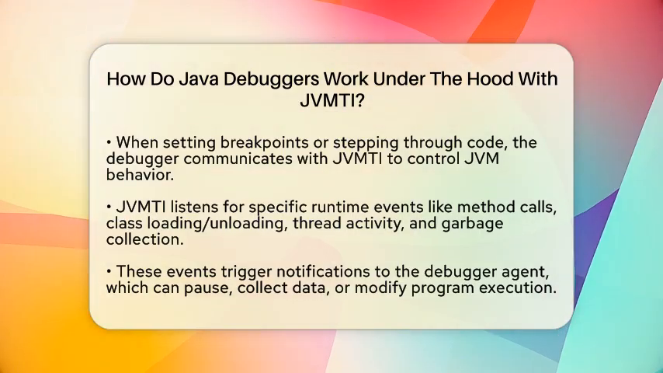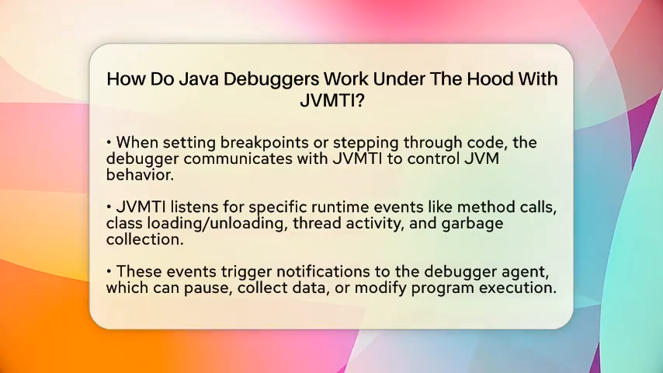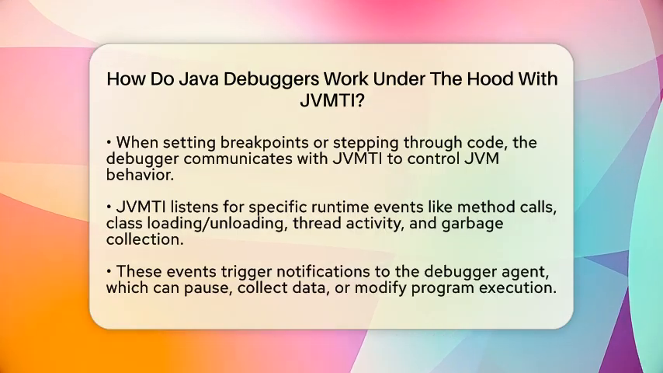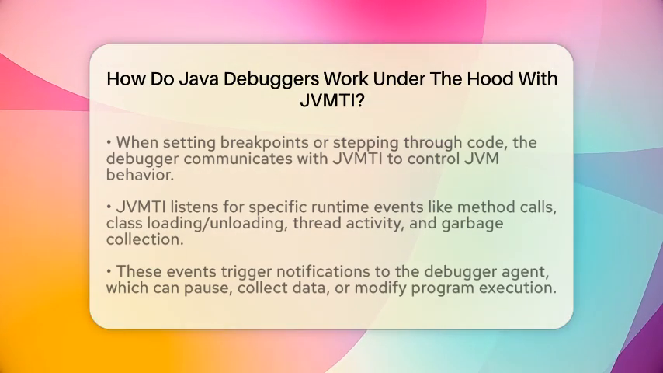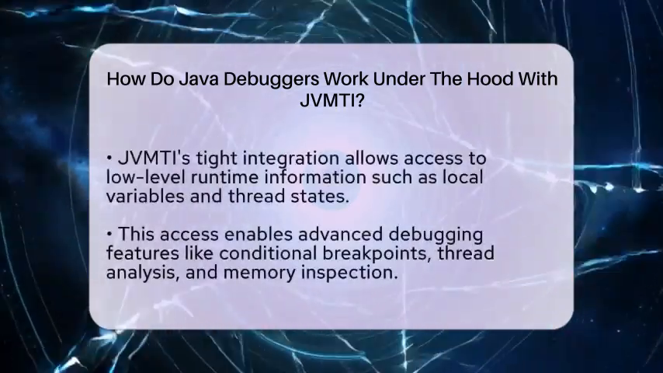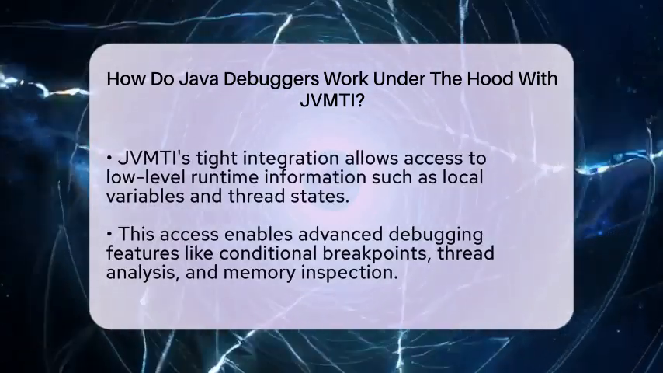When any of these events happen, JVMTI sends notifications to the debugger agent. The agent can then decide to pause the program, gather data, or change the program state. This event-driven system allows debugging to happen smoothly and efficiently, without slowing down the application too much.